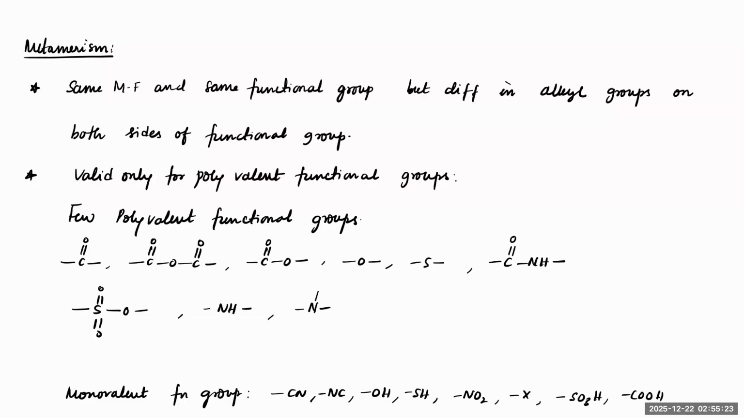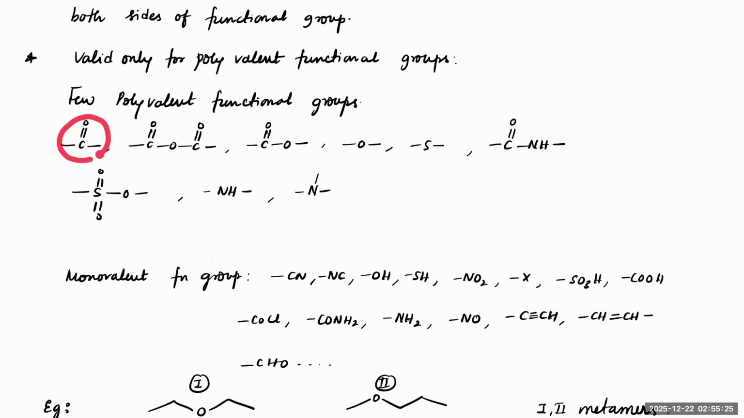When do we see the polyvalent groups here? Check it out. If you have a ketone, both sides we can have an extension of alkyl group. Next, anhydride can also have extension on both sides. Next, esters can also have two different groups on the left and right-hand side. Then ethers, thioethers, secondary amides, and sulfonate esters. Secondary amine and tertiary amine. These are all the possibilities.